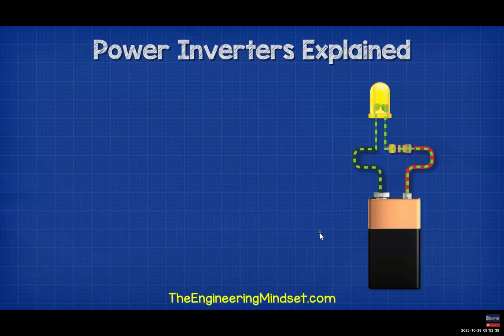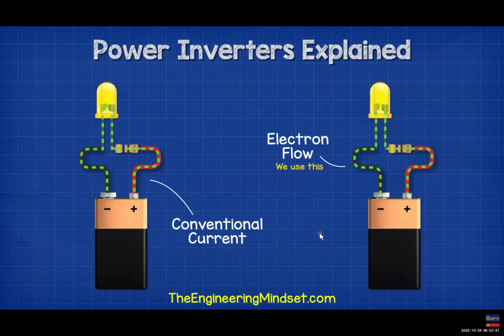Now in these animations, I use electron flow, which is from negative to positive. But you might be used to seeing conventional current, which is from positive to negative. Electron flow is what's actually occurring. Conventional current was the original theory and is still widely taught today. Just be aware of the two and which one we're using.